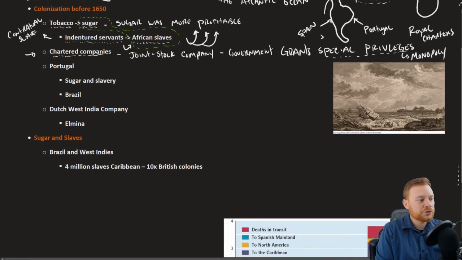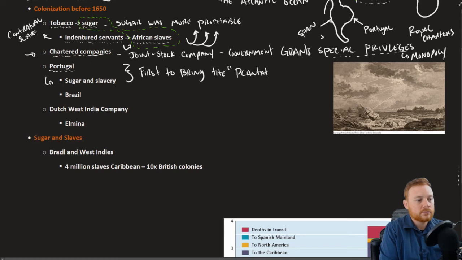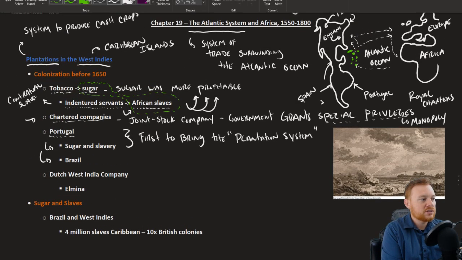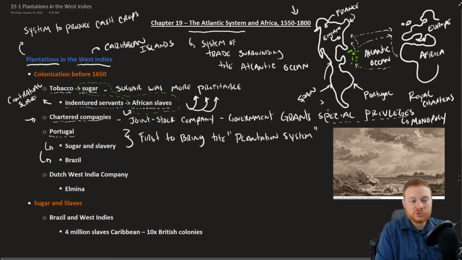Initially, the first country to bring this system to the West Indies was Portugal. The first sugar plantations and African slaves arrived via Portuguese ships. So we might say that Portugal was the first to bring, and we'll use this term, plantation system. And in addition to the West Indies, Portugal also brought this system to Brazil, which was one of its colonial possessions. So the way that the Portuguese did this was initially in the 1400s.